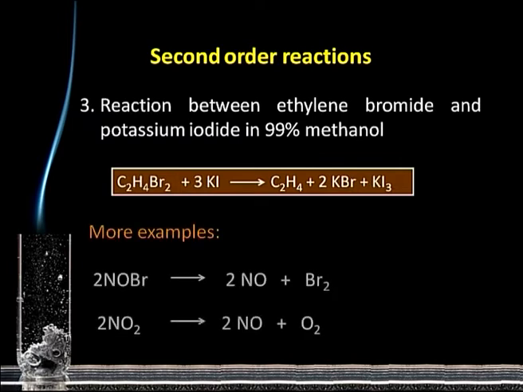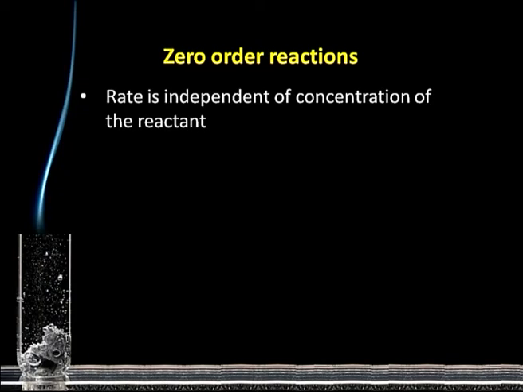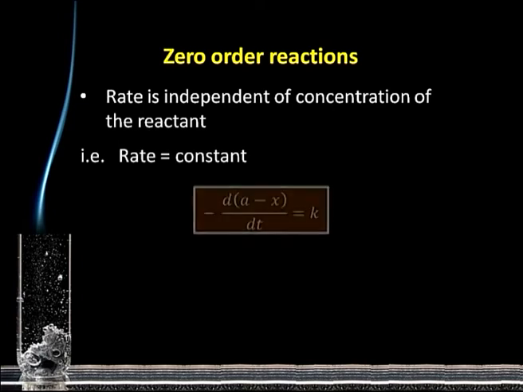And there are other reactions which follow second order kinetics: 2NOBr giving you 2NO plus Br2, and 2NO2 giving you 2NO plus O2. Zero order reactions, very interesting. The rate is independent of concentration of the reactant. You start the reaction, the rate remains the same throughout the reaction. Rate is equal to a constant.